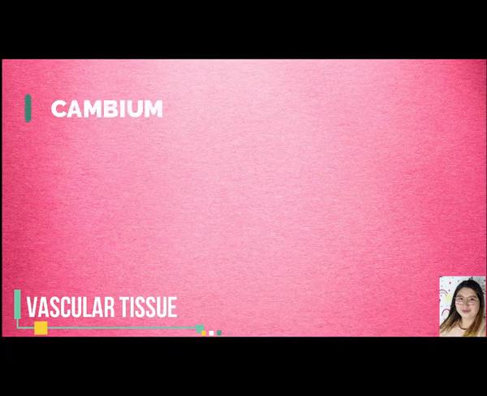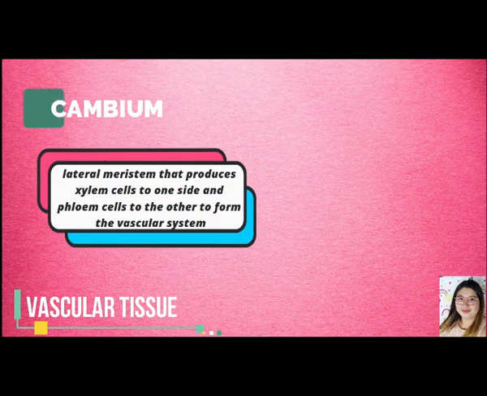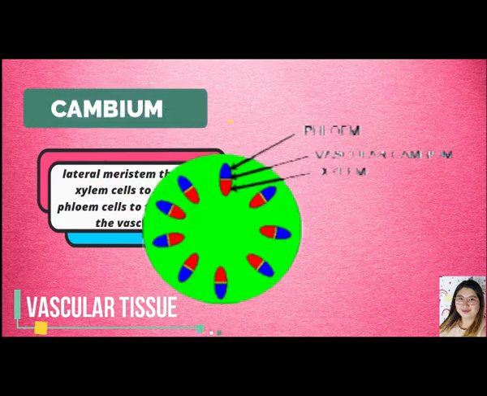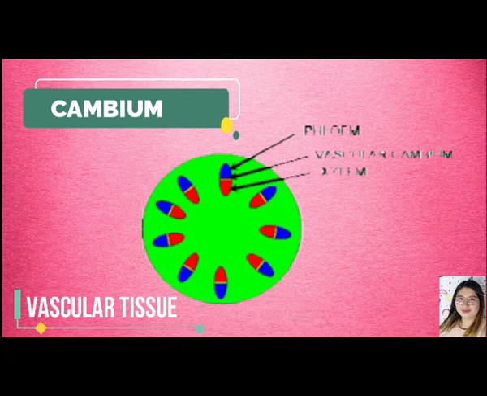So, it's a lateral meristem that produces xylem cells to one side and phloem cells to the other to form the vascular system. So, let me show you a picture of a cambium together with the xylem and then the phloem. Ayan, mukha siyang, anong tawag dito? Mukha siyang pine cone, di ba? So, dito sa bandang isang side, puro xylem yun, and then sa kabilang side, puro naman phloem. So, hindi sila magkatapat para hindi magkakaroon ng aberya when it comes to the transport of food and water.